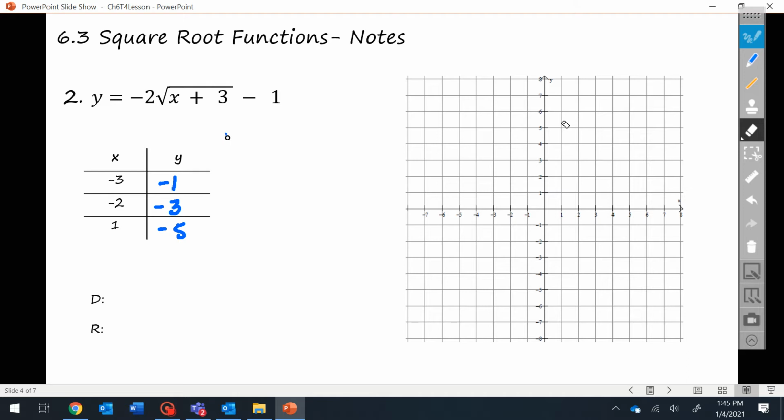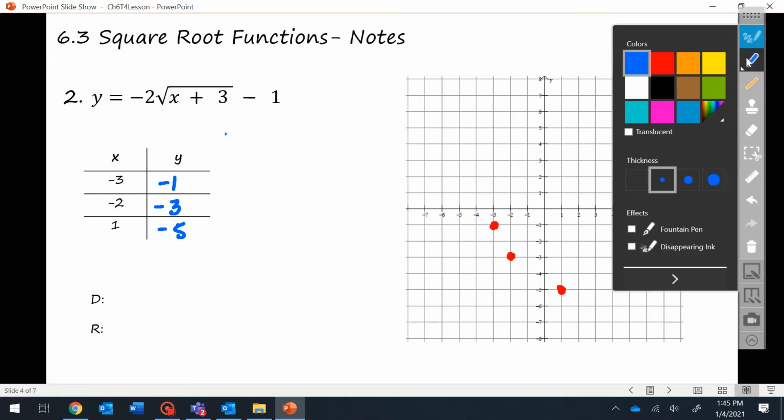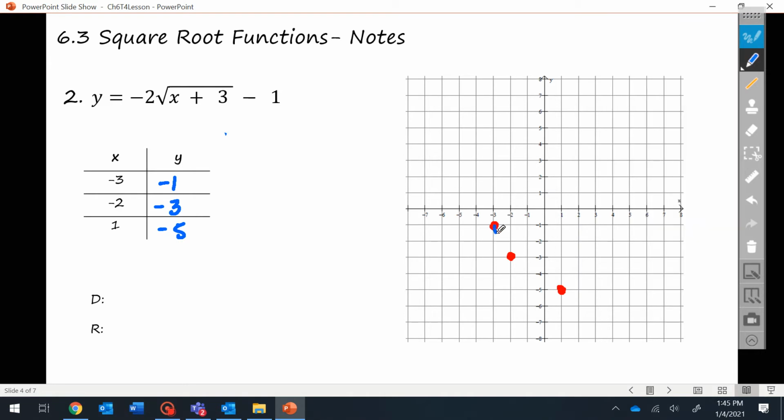Alright, so let's see what this one looks like. The starting point is, of course, -3, -1. Whoops, that's -3, -1, right here. -2, -3. And 1, -5. Okay, so remember, -3, -1 was the starting point, so this was the starting point. So it looks like this.